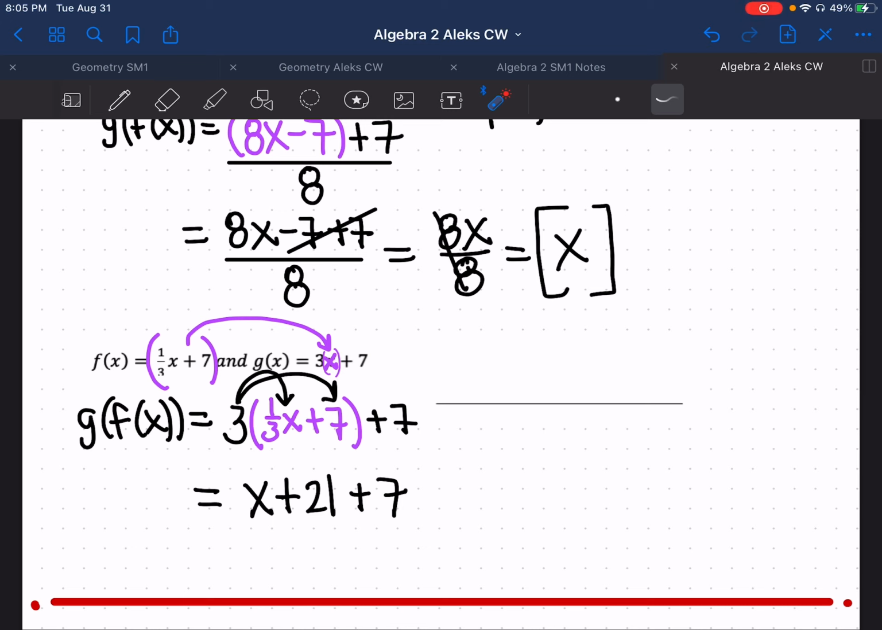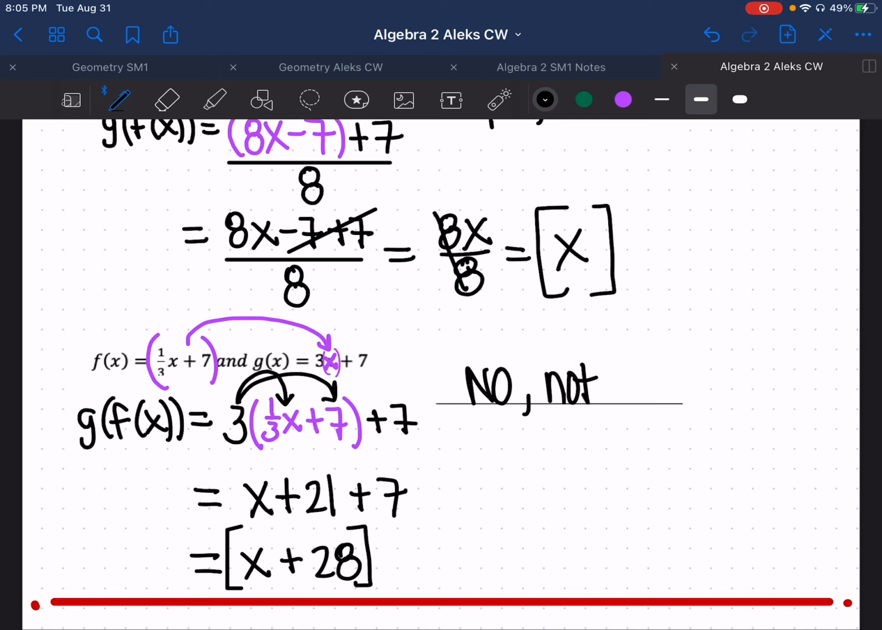All right, I'm going to go ahead and combine my like terms. That would be my positive 21 and my 7, which gives me x plus 28. There's nothing more I can do to simplify. I have nothing over here. There's nothing here. So I can't solve, right? I'm not solving, I'm just simplifying. There's nothing more I can do. This is what I got when I simplified. So mine would be no, they are not inverses.